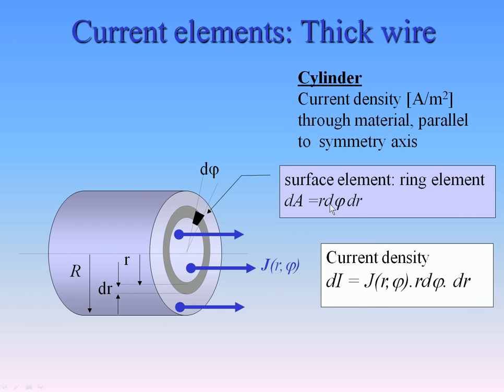A thick wire. We have a current density in ampere per square meter through the material parallel to the symmetry axis. That's here, J. The surface element is a ring element with a surface dA is r dφ times dr, small r. And the large R, the capital R, is used for the radius of the cylinder itself. The current element is then given by di is J as a function of r and φ times r dφ dr.